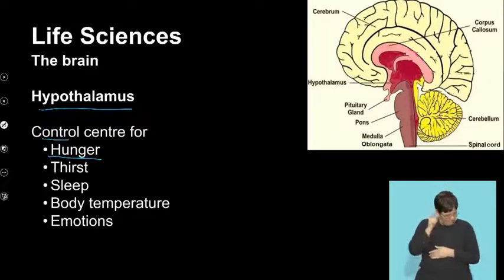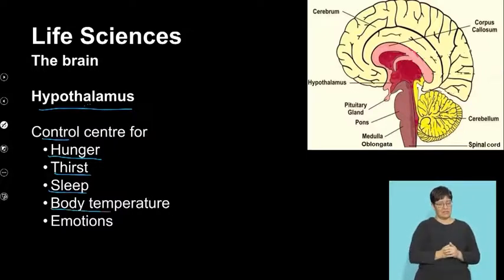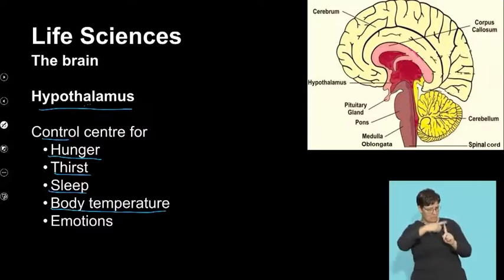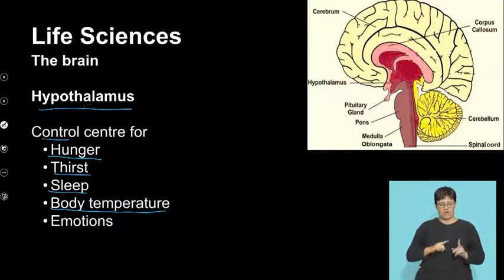Secondly, thirst is controlled by our hypothalamus. Thirdly, sleep. Remember when you ate all that food in your mom's house, now you're sleepy? It's the hypothalamus' fault. Body temperature, you know now with all the situations in the country that we have regular checks on our body temperature. It should be around 37, maybe 36.8, around there. It's a constant body temperature, which is controlled by the hypothalamus. And emotions. If you feel sad, it's not your heart that is sore, it's your hypothalamus' fault.